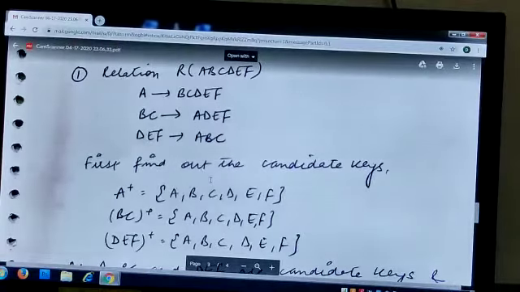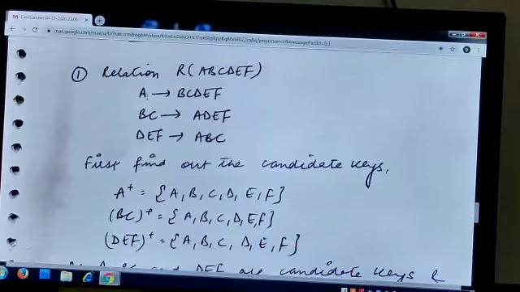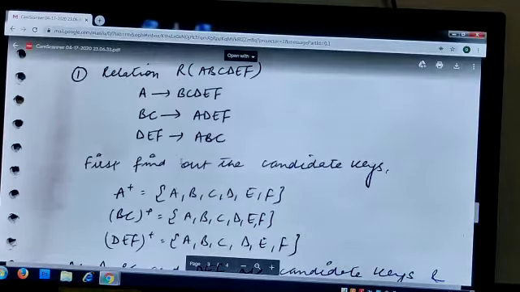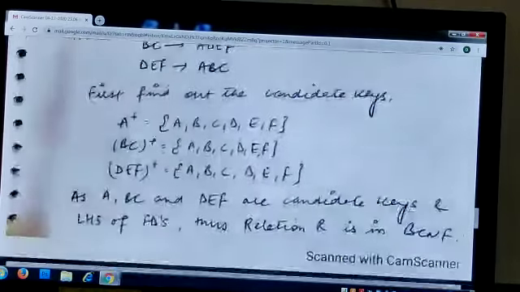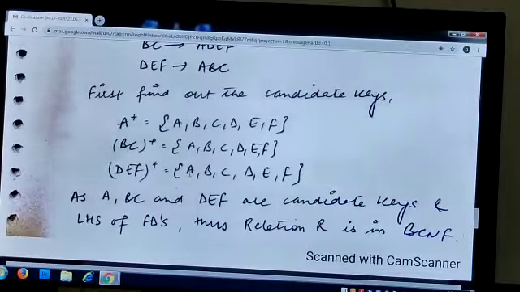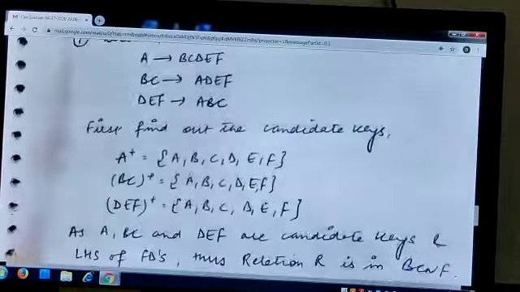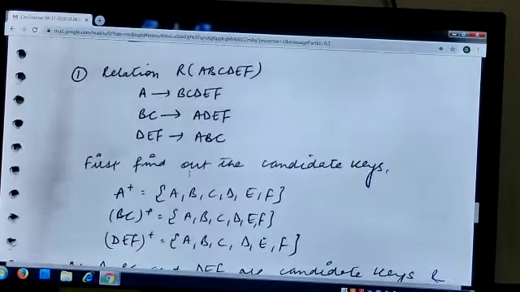Now if we go by the definition of BCNF, A, the left side of my first functional dependency, is the candidate key. BC, the left side of my second functional dependency, is also a candidate key. DEF, the left side of my third functional dependency, is also a candidate key. It means all three functional dependencies support the definition of BCNF. So we can say that relation R is in BCNF.